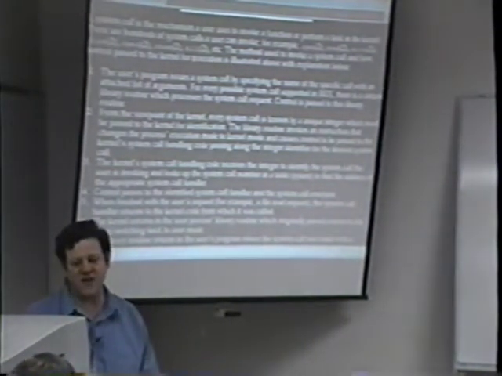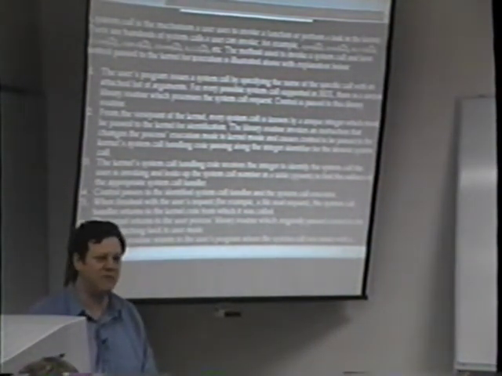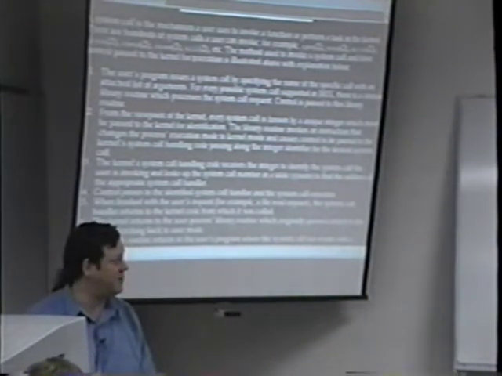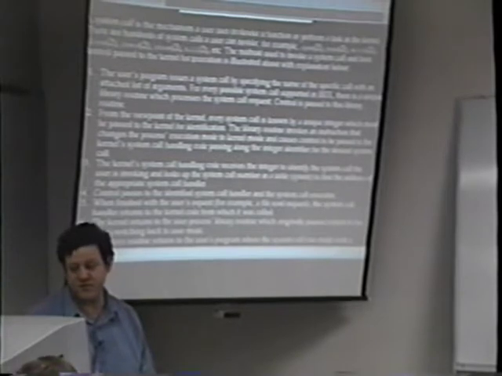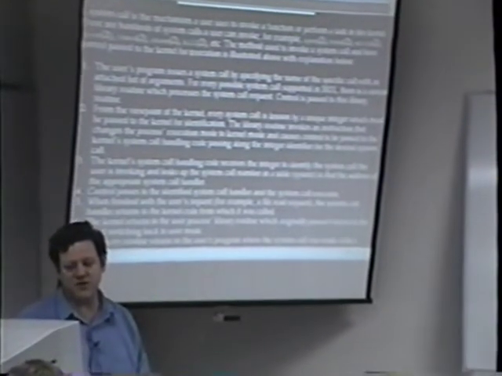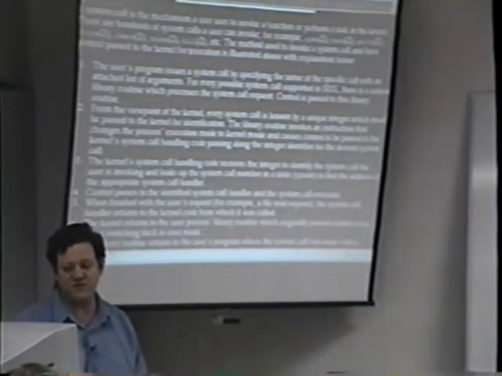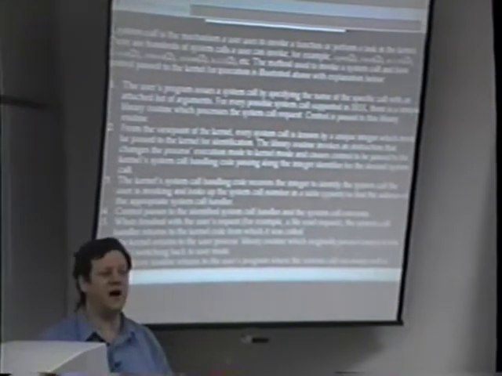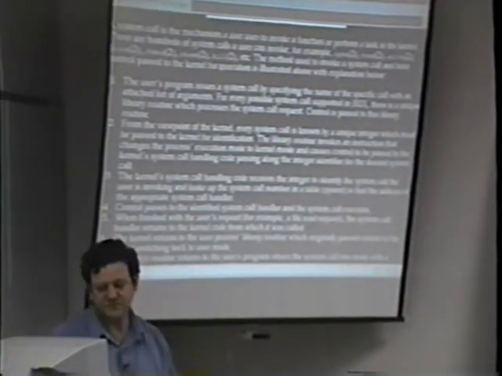So in this example, a user program has to issue a system call by specifying the name of the specific call with an attached list of arguments. And man pages document all these system calls. You can do a man on sginap or a man on resched for Unicos. And for every possible system call, there's a unique library routine that processes it within the kernel. Basically, the control is passed to this library routine, which sets up the call into the kernel.